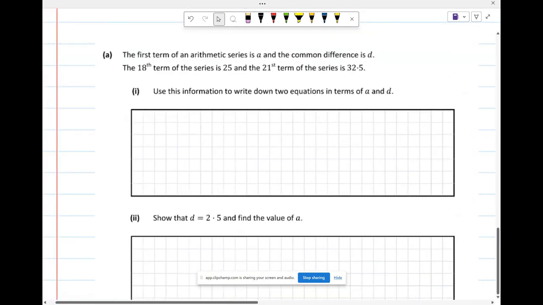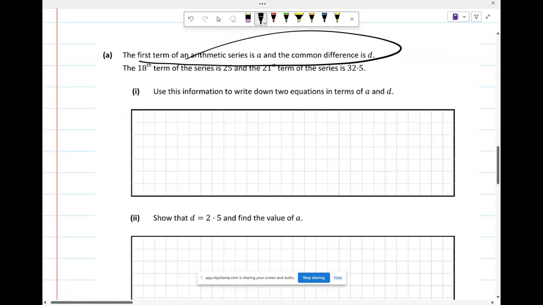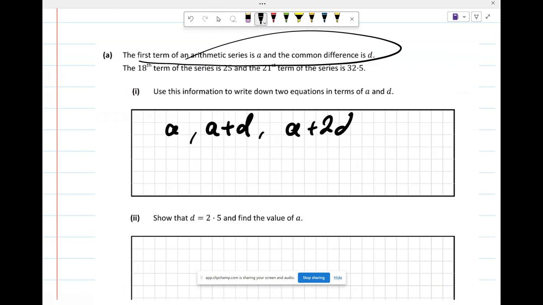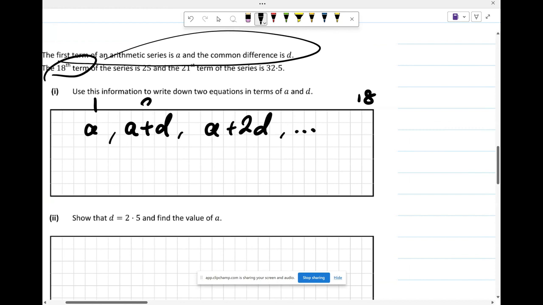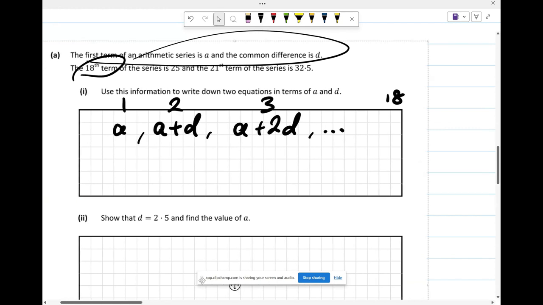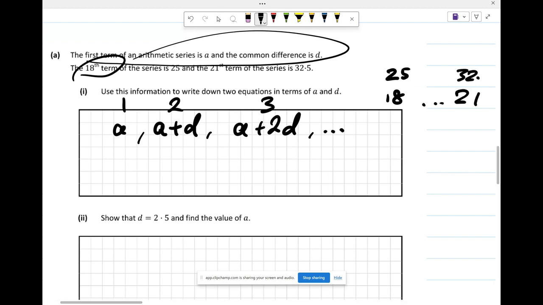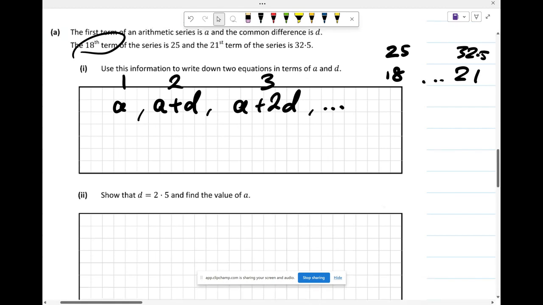Well, here we see. So this says the first term in arithmetic sequence is A, the common difference is D, so that means the next term is A plus D, A plus 2D, and so on. The 18th term, so this is term 18, say this is 1, 2, 3, this is term 18, is 25, and the 21st term is 32.5. Use this information to write down two equations in A and D. Oh yeah, this is exactly the question I was talking about, sorry.